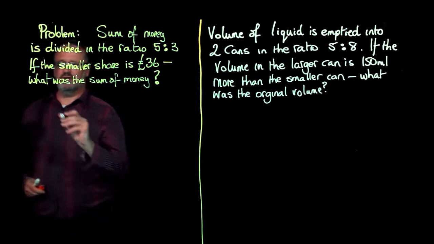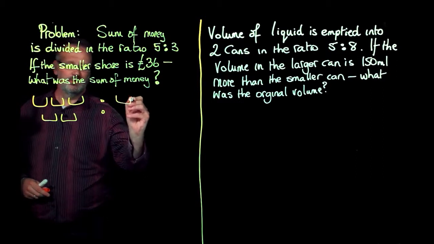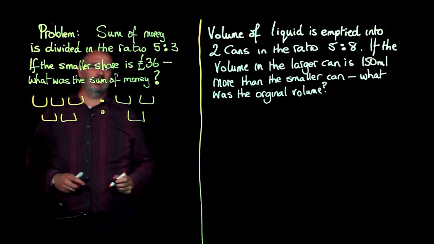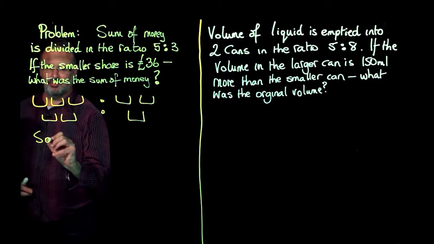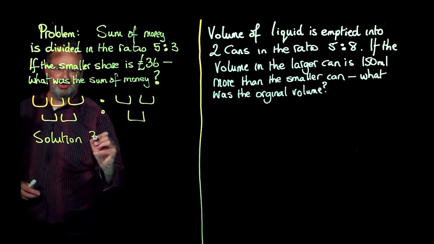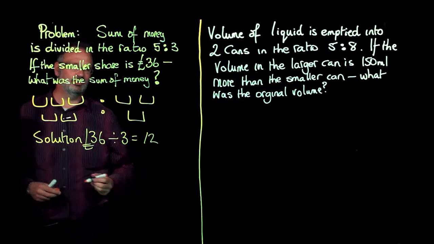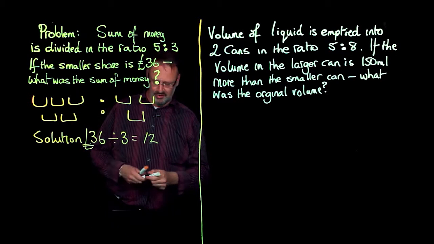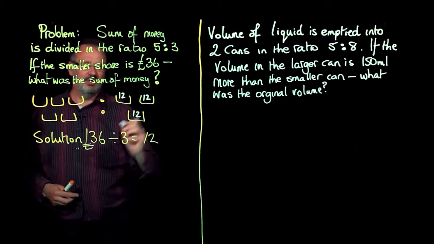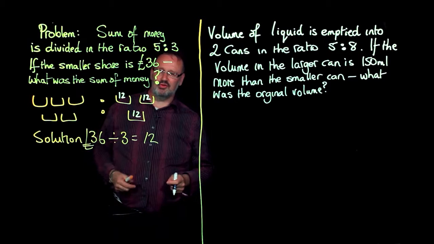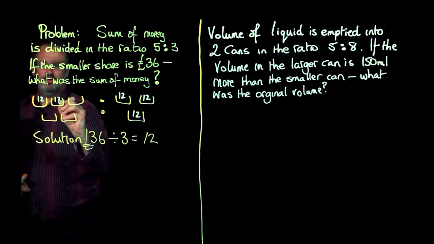So 5:3. In other words, I have 5 shares to 3 shares, where in essence these 3 shares come to £36. Solution. I take my £36 and divide it by 3, which is 12, to work out how much goes in each of these little envelopes that I have here. So I put 12 in the first one, 12 in the second, 12 in the third, which clearly, 3 lots of 12 is 36.